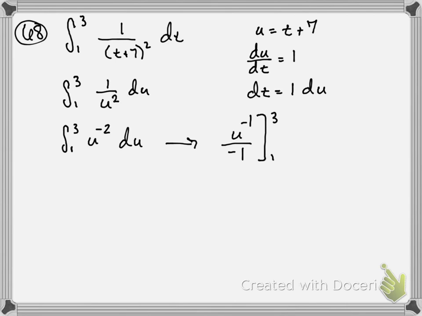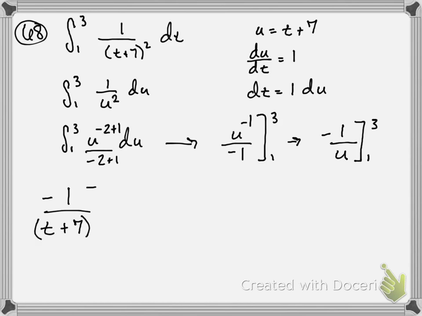But that kind of looks bad, right? I don't want negative exponents. So wouldn't that just be negative 1 over u from 1 to 3? I think it would. All right, so right here, now we got to substitute back in for our u. So this is really negative 1 over t plus 7. Okay. So all I did now is I just plugged my u back in the bottom. So my t plus 7 from my u up here is now all that I got to plug in. So we just plug those numbers in.